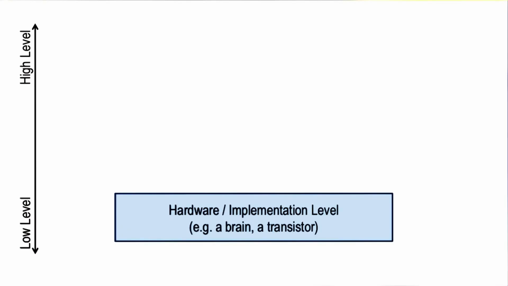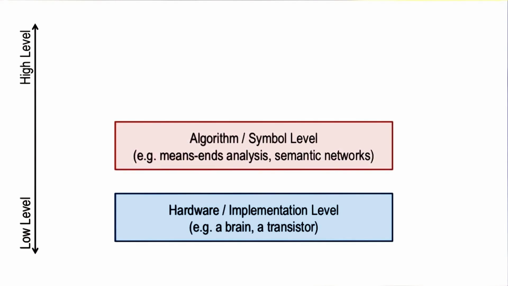We can build theories of knowledge-based AI at many levels of abstraction. So this is the scale here, low level to high level. At one level, we can build theories at the hardware level. So we can talk about a brain or transistors or a microchip. At the next level, we can talk about the kinds of methods and the kinds of representations we have been talking about: means-ends analysis that has an algorithm associated with it, or a semantic network that's a knowledge representation in some symbolic form. At a yet higher level, we can talk about knowledge and tasks.